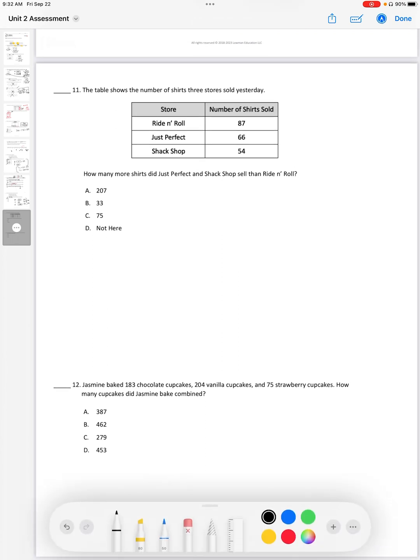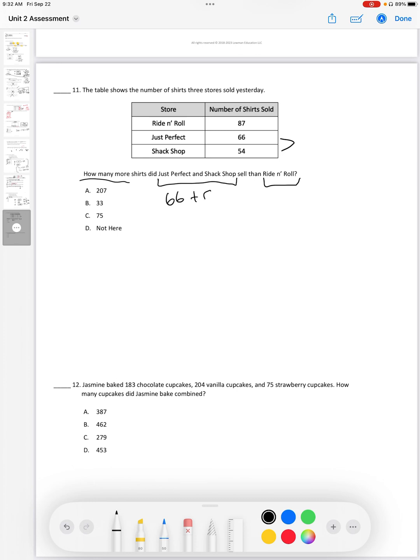Problem 11 says the table shows the number of shirts 3 stores sold yesterday. How many more, and that's going to be a very important phrase this year, how many more shirts did Just Perfect and Shack Shop sell than Ridin' and Rollin'? Okay, the first thing I need to do is think about this problem. It says, how many more shirts did Just Perfect and Shack Shop sell?